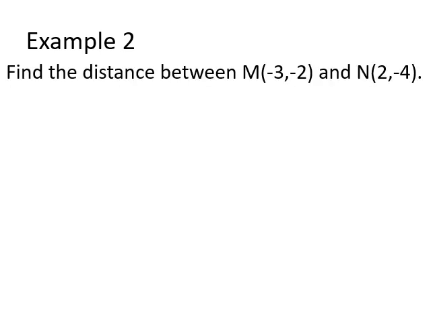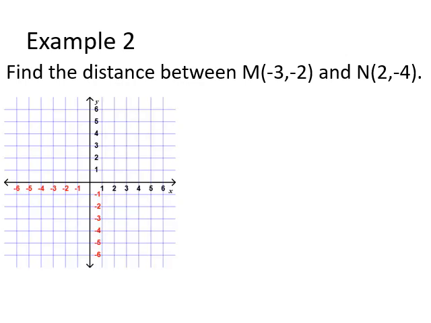Alright, so here is another example. Find the distance between M (negative 3, negative 2) and N (2, negative 4). So first, again, we are going to plot these points. So this is negative 3, negative 2, which is M, and then 2, negative 4 is N. And then we connect these points.